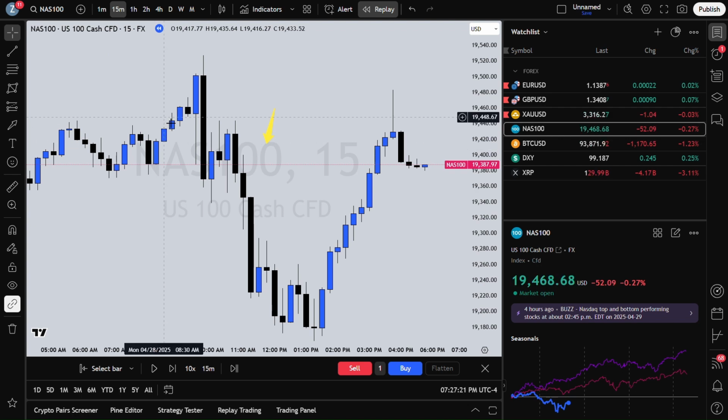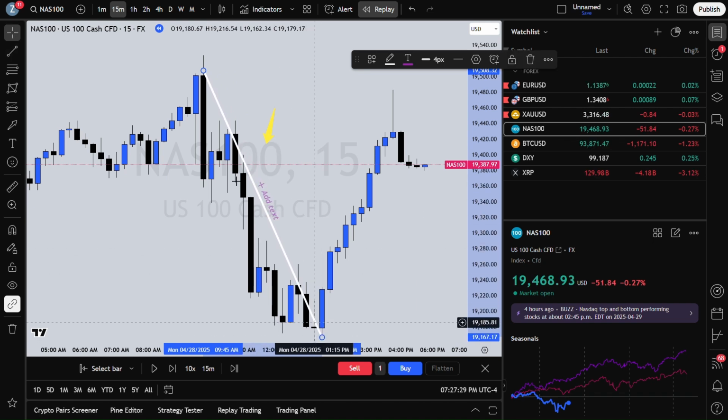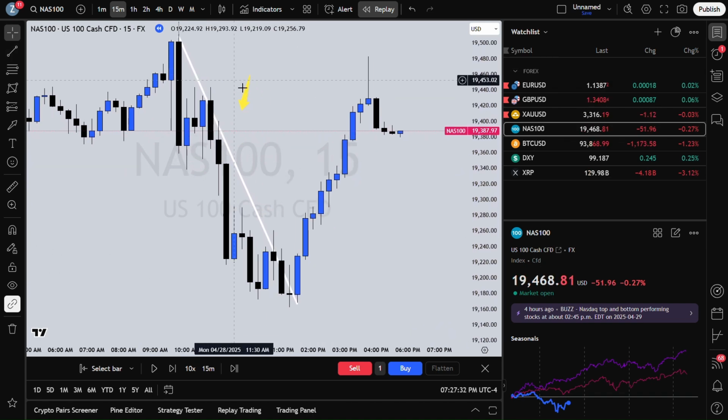Here's another example of break of structure. So let's just say we're going to start from the top here, and I'm going to extend my line down. So from this high all the way down to this low right here, we know that the trend was currently bearish. It was in a downtrend. We have one, two, lower highs that hit this touch point at that time. So we know that the market was in a downtrend.